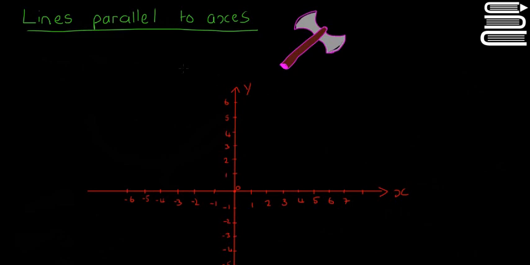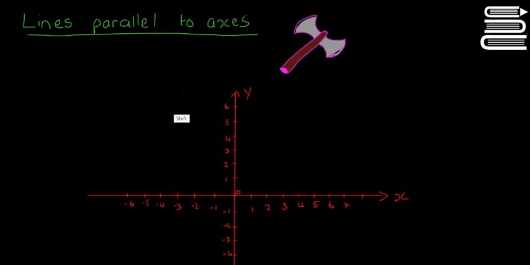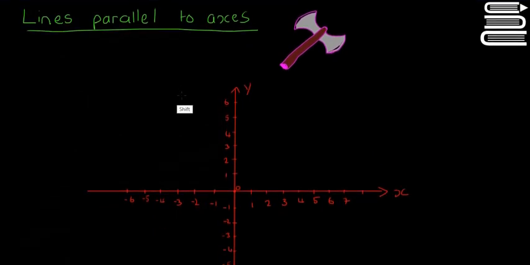So in this video we're going to talk about lines that are parallel to the axis. Axes is the plural of axis, not axis, like I have the picture I've drawn here. But anyway, what do I mean by lines that are parallel to the axis? I mean a line like this.